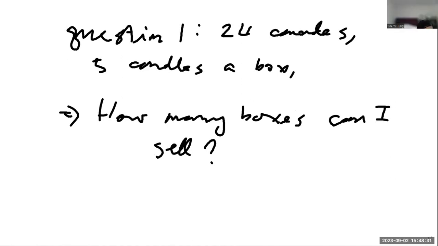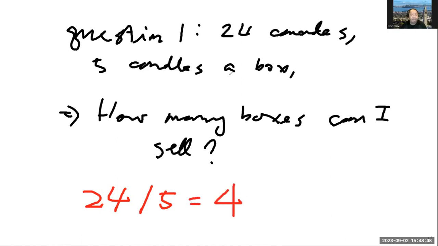So we want to do 24 divided by 5. That'll be 4 and the remainder of 4. 4 boxes and the remainder of 4 candles. But I only care about how many boxes you can sell. Oh, 4. You can only sell 4. Good job. So this one you are using integer division. Purely integer. You don't care about the remainder in this case.